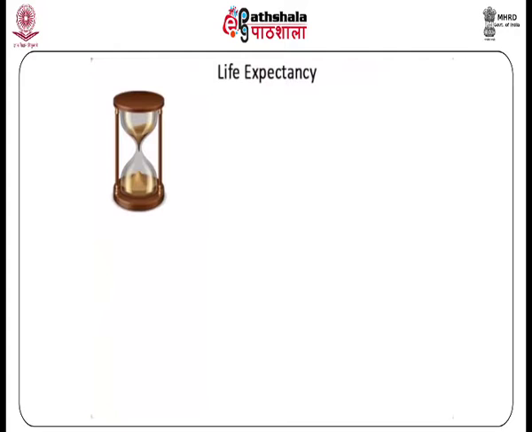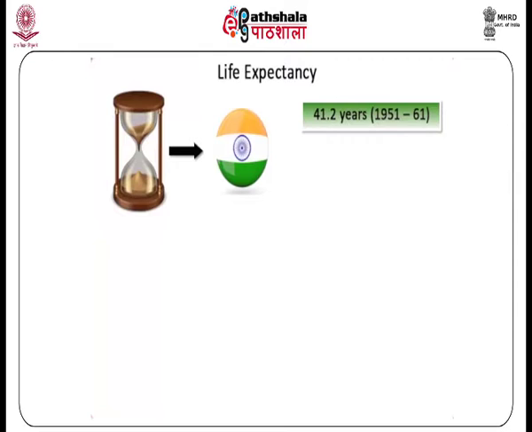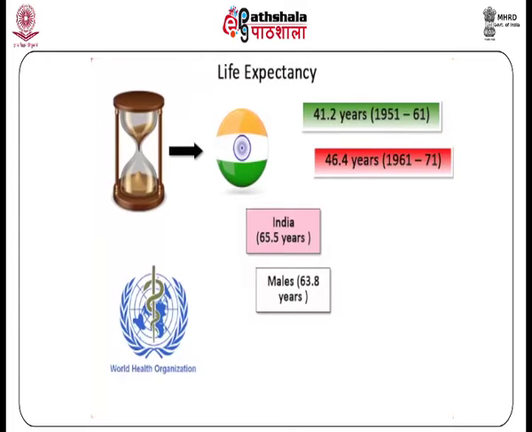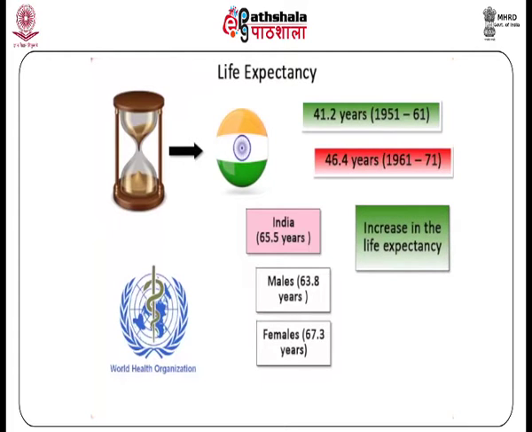Life expectancy. The average life expectancy at birth in India was 41.2 years in 1951 to 1961 and increased to 46.4 years in 1961 to 1971. According to WHO data of 2011, total life expectancy in India is 65.5. For males, it is 63.8 and is 67.3 for females. The increase in the life expectancy has become possible due to fall in the infant mortality.